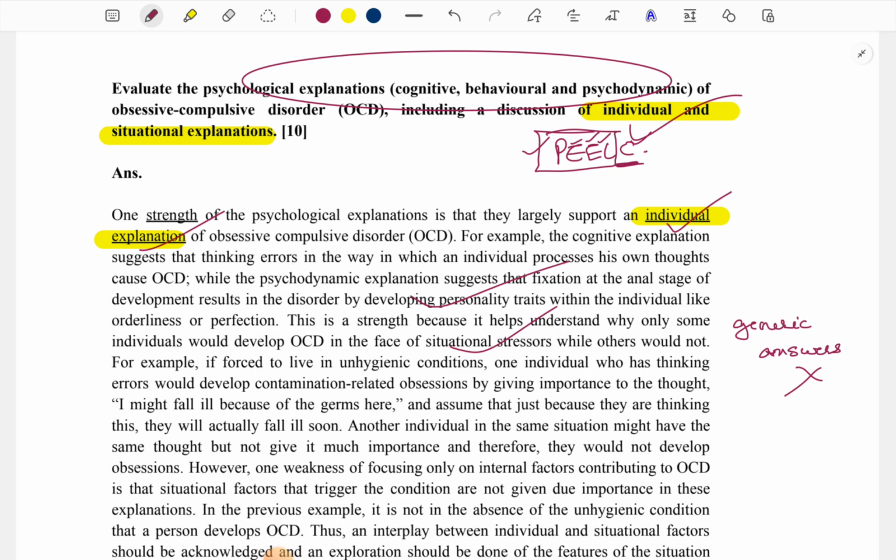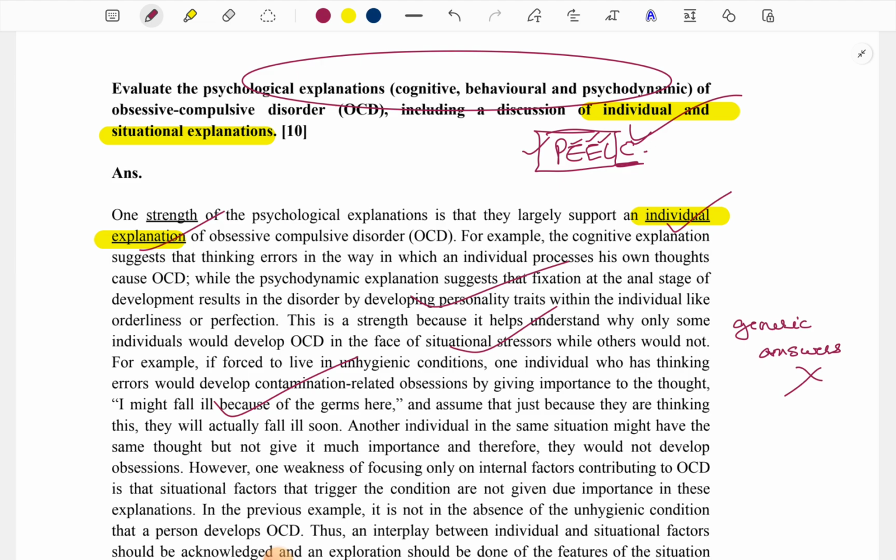So when you say individual differences are a strength, with reference to psychological explanations of OCD, why is it a strength? Give an example or explain, whatever is your style. My style is to give examples and show my understanding. So I've given an example. You can read it. If two people are in the same situation, one has a tendency to show thinking errors.